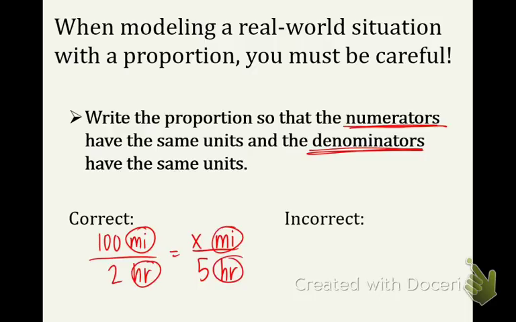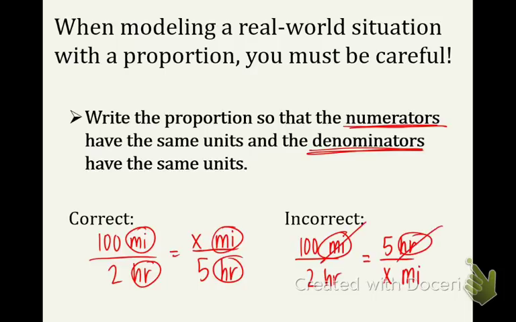So that's what I was talking about in the middle part of this page. Now here's an incorrect example. 100 miles over 2 hours equals 5 hours over X miles. As you can see, the top are different. That doesn't work. You have to have the exact same units on top and the same units on bottom.